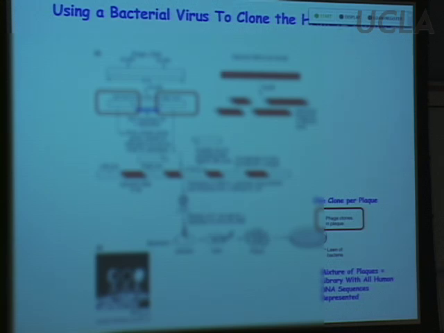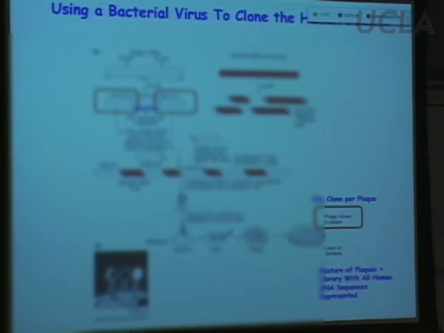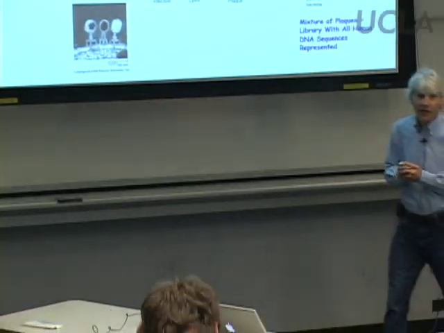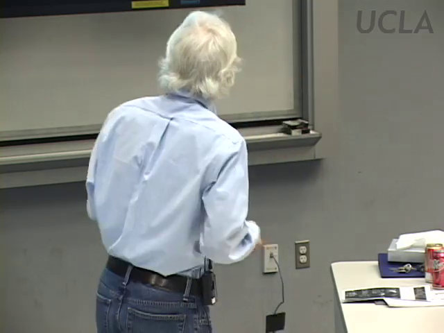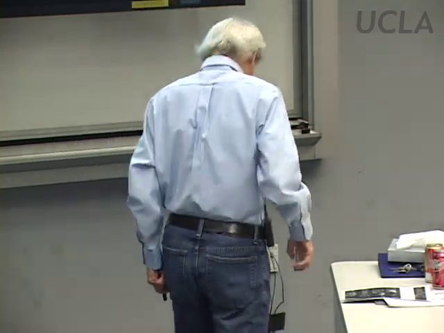Then you can take your human DNA that you've isolated from whatever source you want. You can digest it with the same restriction enzyme. You can then anneal them. They have the sticky ends, the complementary bases. You can anneal them together. You can then use a ligase to seal the 3', 5' phosphodiester bonds, and you get a hybrid virus.